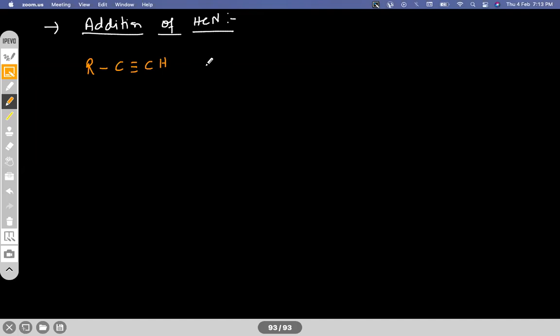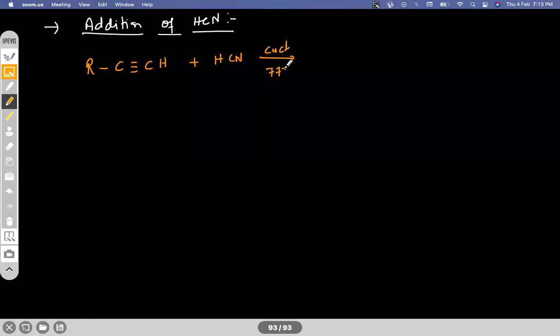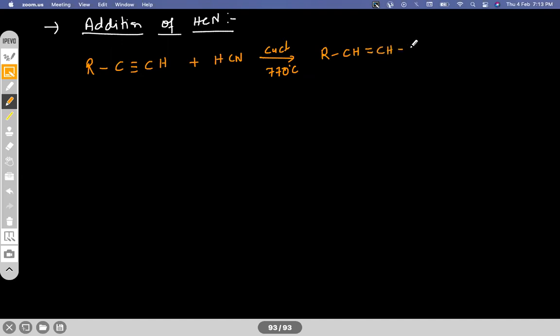Next reaction we have addition of HCN, hydrogen cyanide. RC triple bond CH, when it reacts with HCN, the reagent we are taking here is CuCl, temperature around 700-770 degrees Celsius. And it forms RCH double bond CH, single bond CN.